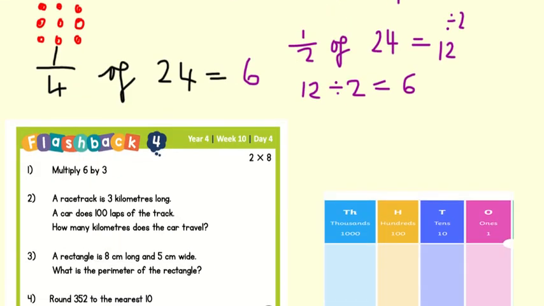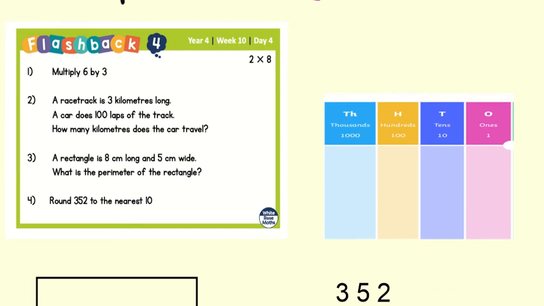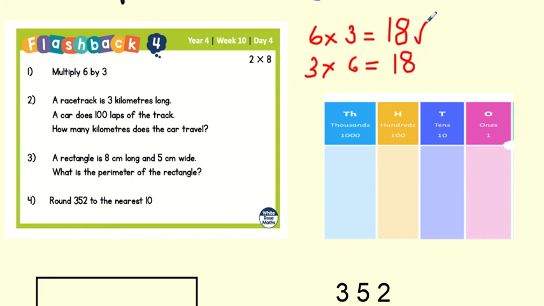Okay, let's go down then to our flashback. Now our first flashback is 6 multiplied by 3, or 6 times 3. We know it's commutative because that could be the same as 3 times 6. Okay, so 6 times 3 is 18. Brilliant. Now some of you may have drawn an array at home to help you. That's absolutely fine. Hopefully you've got 18 and you can give it a neat little tick.